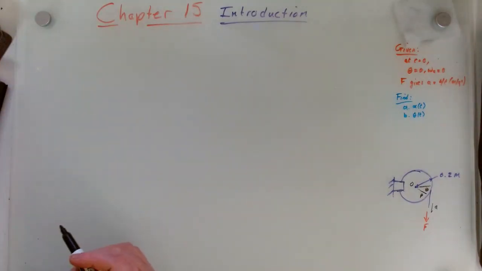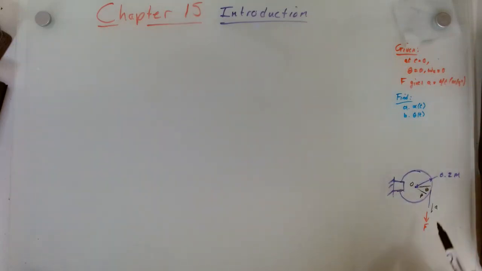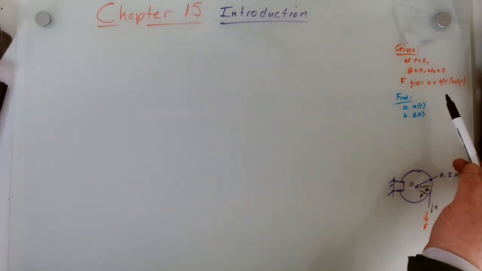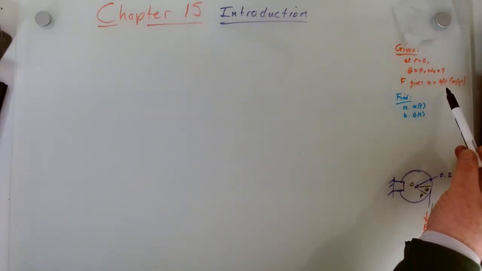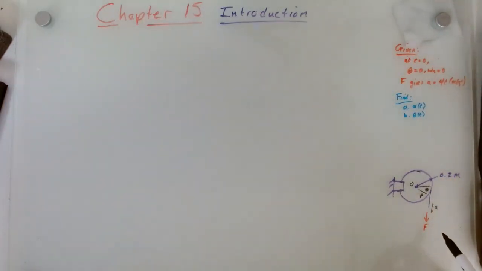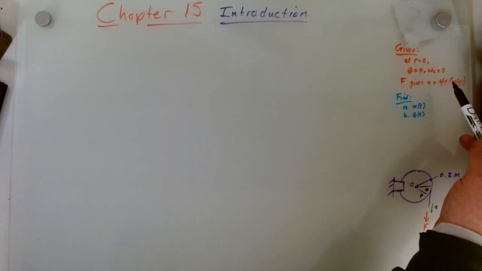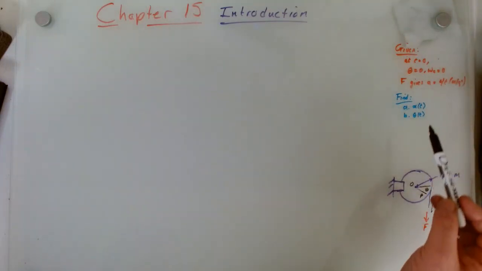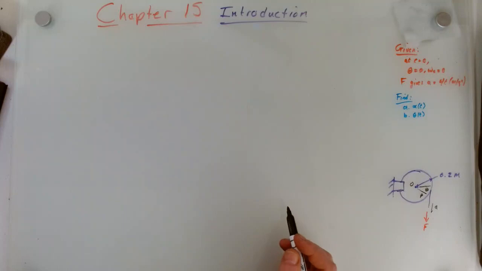But let's take a look at this example problem. So the situation is that a cord is wrapped around this guy, and a force is applied to it such that when the force is applied, it results in an acceleration of 4t meters per second squared in this down direction. And excuse me, everything starts from rest, and we are asked to find a, alpha as a function of t, and b, theta as a function of t.